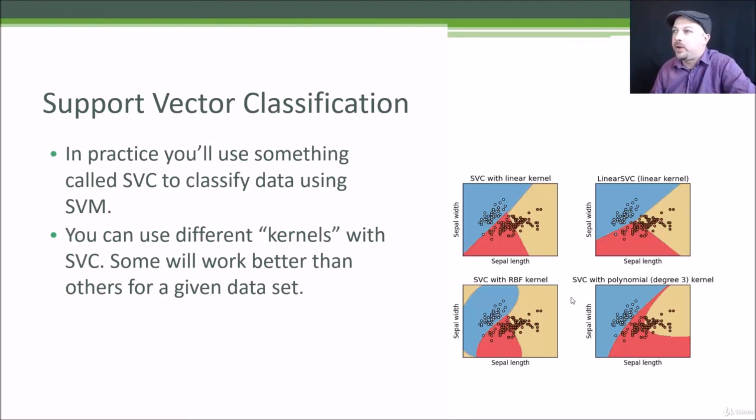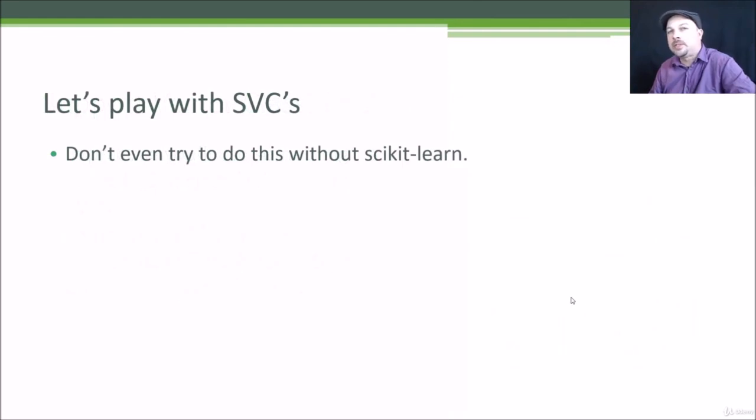You need to arrive at the right kernel for the task at hand. And for things like polynomial SVC, what's the right degree of polynomial to use? Even things like linear SVC will have different parameters associated with them that you might need to optimize for. So it'll make more sense with a real example. Let's dive into some actual Python code and see how it works.